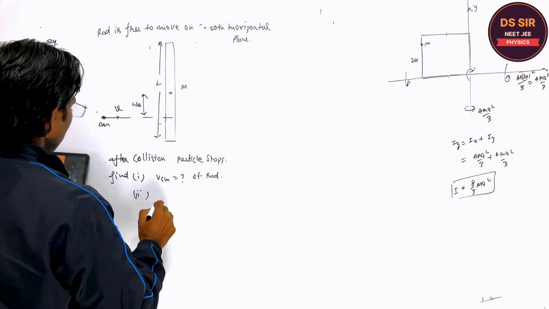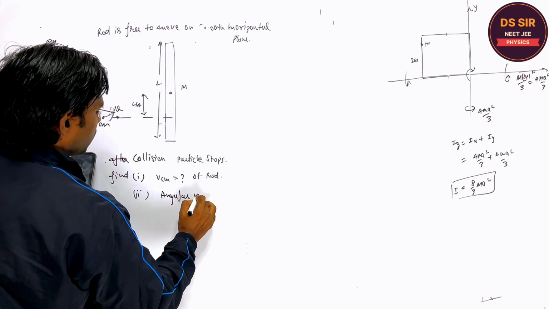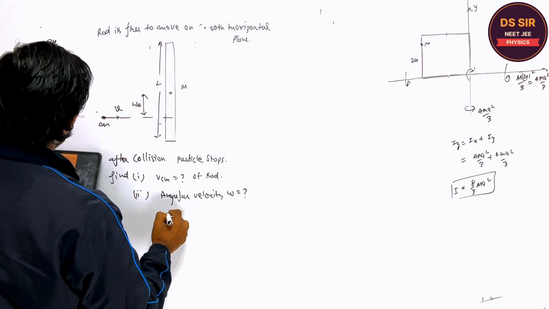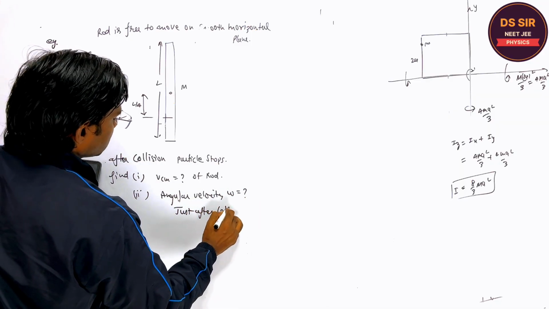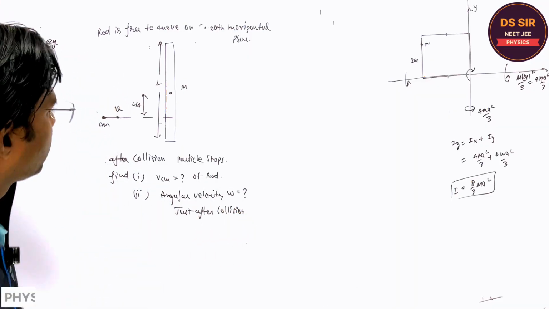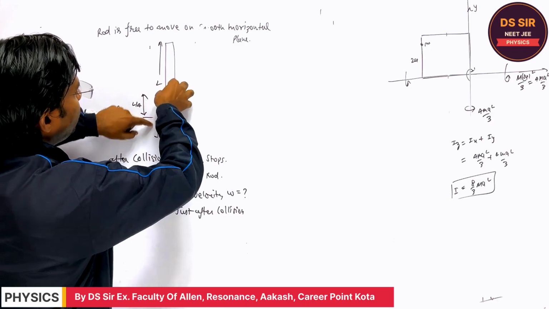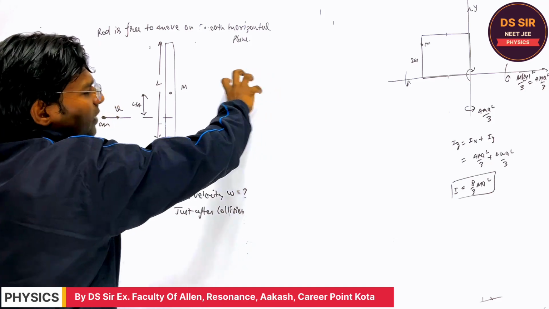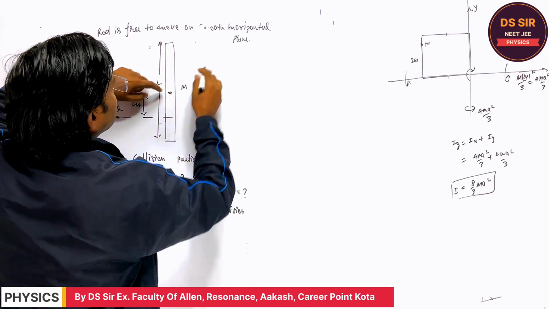Second, angular velocity omega, right? You have to find this just after collision. This is the question. So what will happen? You tell me. What will happen when it is coming? It will stop with respect to the center of mass of the rod. So the rod will acquire some velocity of the center of mass.